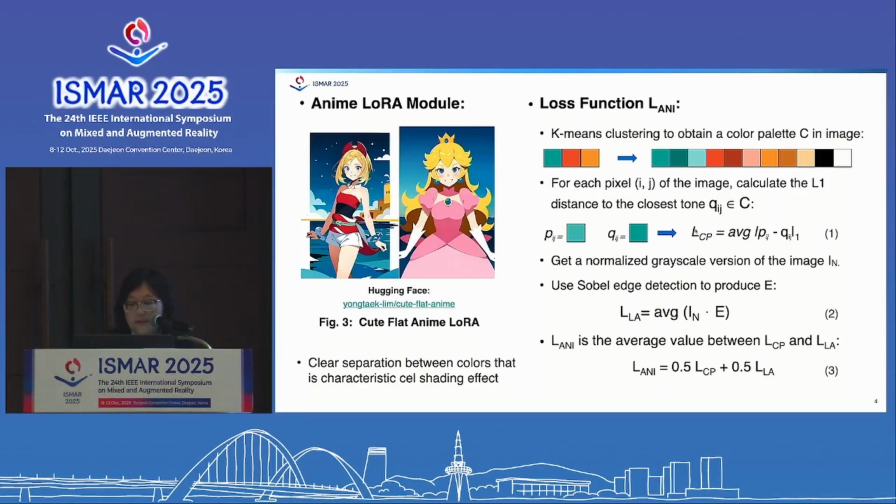components. The first one being LCP. CP means color palette, and the second is LLA. In this case, LLA means line art. So for the color palette, what we do here is that we get the rendered image of the avatar, and we use k-means clustering to obtain a color palette of that image.